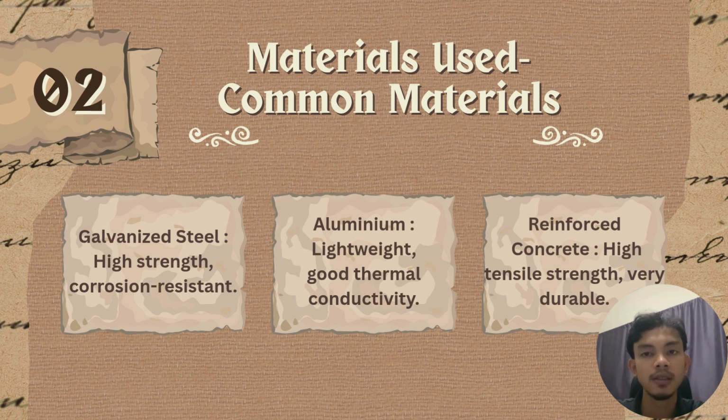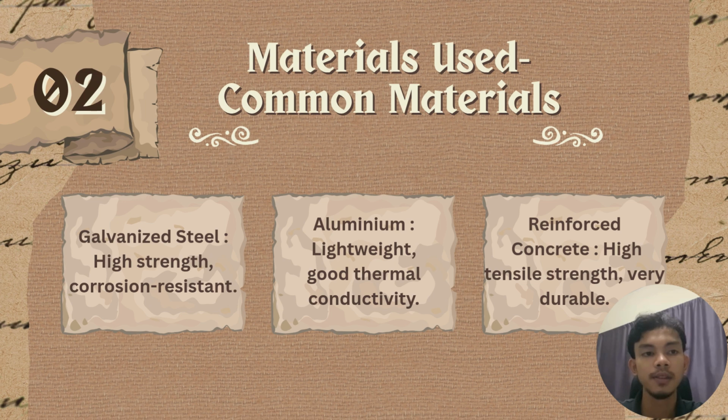For the structure, these are the most common materials used in a traffic light, which are galvanized steel, aluminium and reinforced concrete. The galvanized steel is chosen for its high strength and corrosion resistance, making it ideal for outdoor use where it is exposed to weather like rain and humidity.